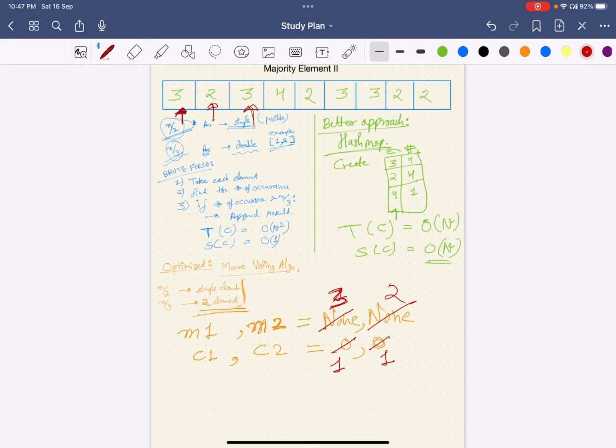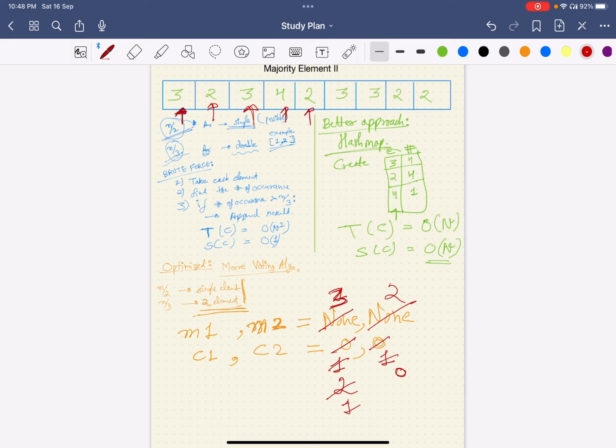Now I will move ahead to the 3 position. I will look whether it's already present or not. I see my m1 is 3, so I will update the occurrence of majority element 1. I will move ahead to 4. I will see whether it's m1, no, it's not. Whether it's majority element m2, no. So what I will do, I will decrease the counts of occurrence, so one becomes 1 and the other becomes 0.